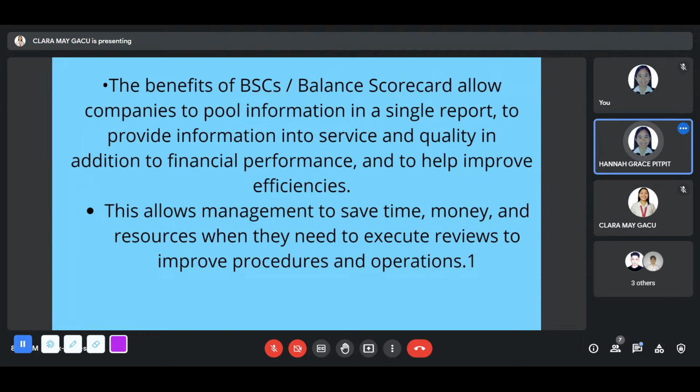So the four areas and the last slide help you to develop more meaningful targeted goals as well as the most suitable metrics for tracking them. The benefit of the BSC, or the balanced scorecard, is that it allows companies to pull information into a single report, providing information on service and quality in addition to financial performance, and helps improve efficiencies. This allows management to save time, money, and resources when they need to execute reviews to improve procedures and operations. Next slide.